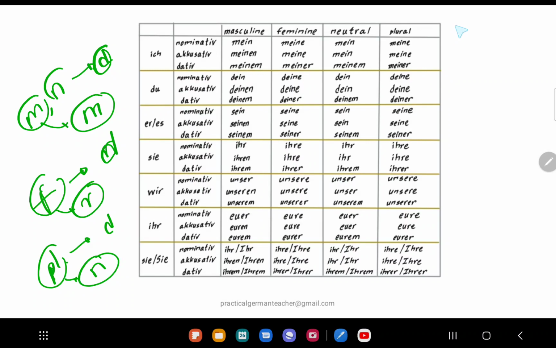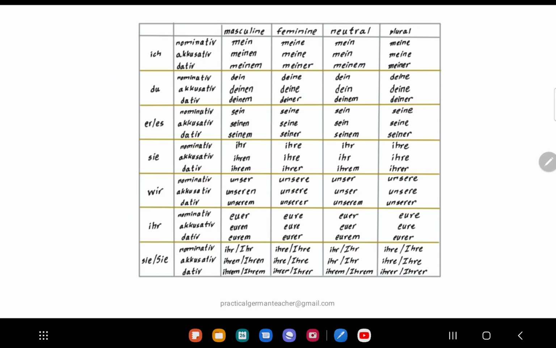All right. Let's see if we can use this pattern to create this table. So here dative, so mein, right? Dative mein becomes meinem. Neutrum also the same, so meinem, right? Feminine starts sounding like r, so meiner. And I think there is a mistake over here. It should be meinen.